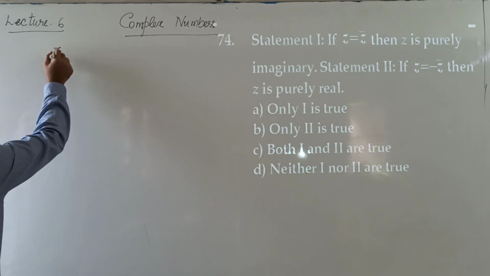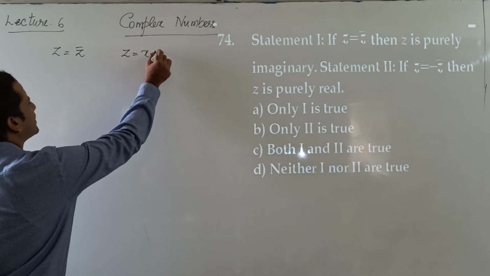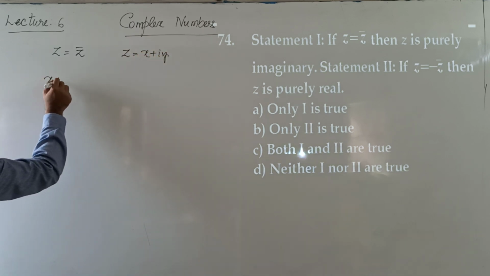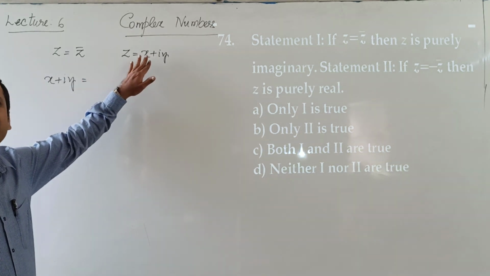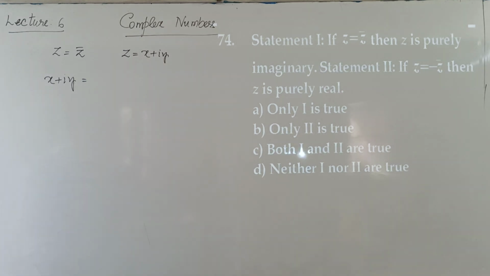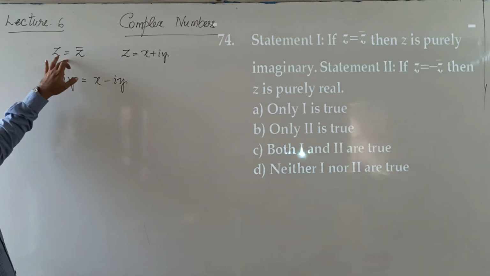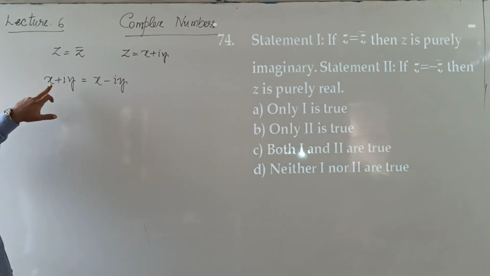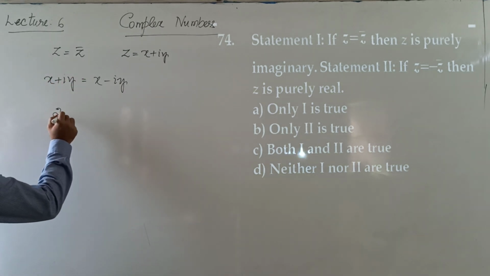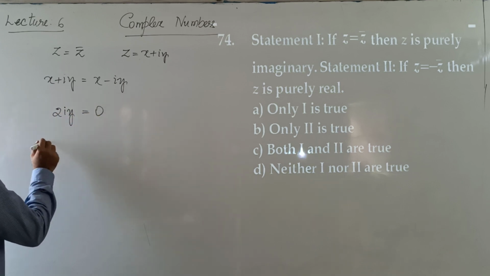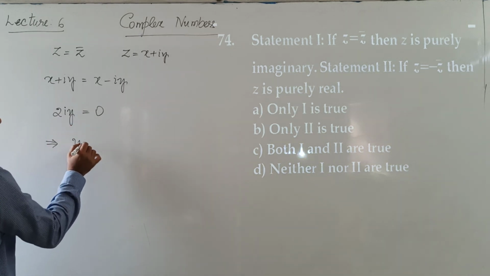Okay. So first I would like to verify statement 1. z is equal to z bar. I take z is equal to x plus iy. Given that z is equal to z bar, if z is x plus iy, z bar is the conjugate of x plus iy, that will be x minus iy. So this will imply that x gets cancelled. Bring minus iy here. iy plus iy will get 2iy equal to 0. This implies that when the product is 0, then one of the factors is 0, but 2i cannot equal 0. So y is equal to 0.